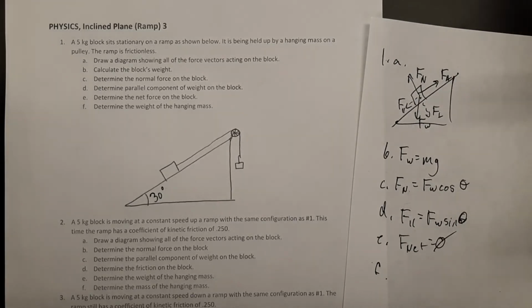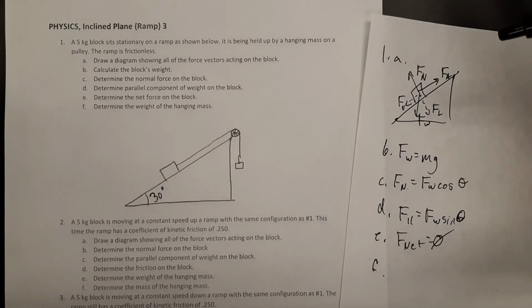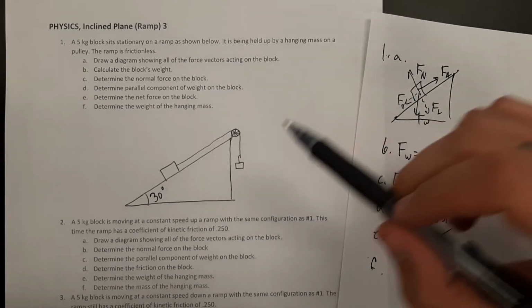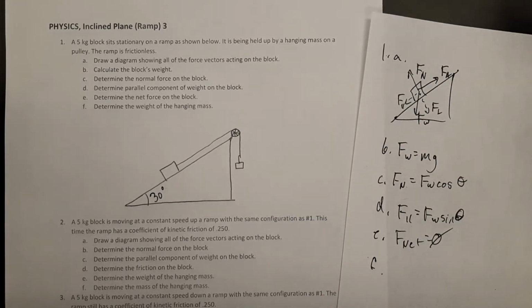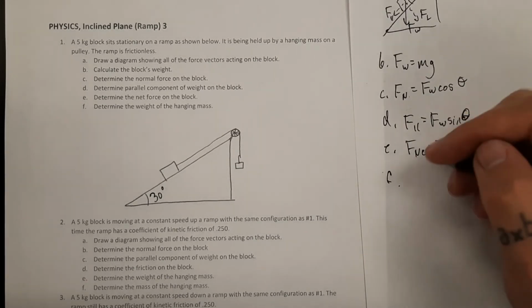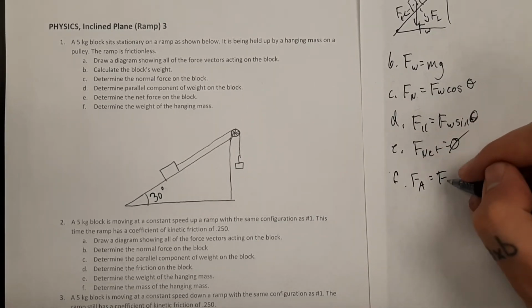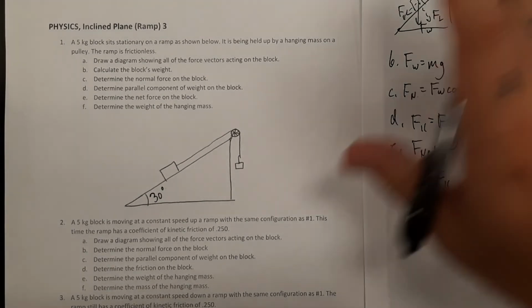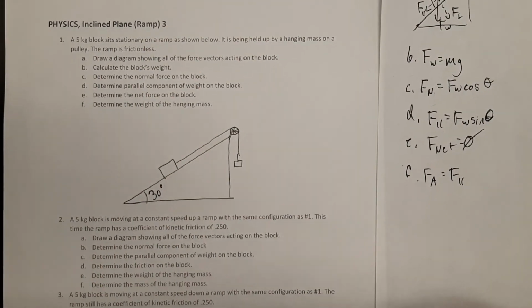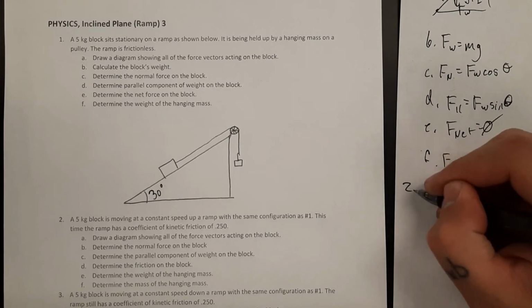If this thing's stationary, that means that the force up the ramp, the weight of this little hanging mass, needs to be equal to that parallel component, which means for F, FA, the thing you're trying to find, is just equal to F parallel. Done.